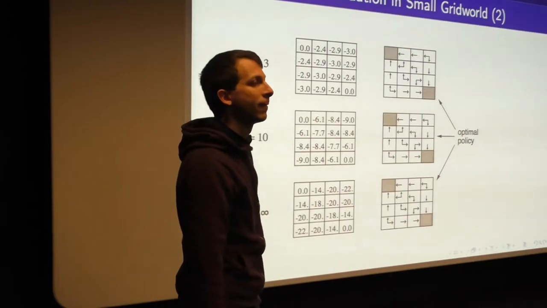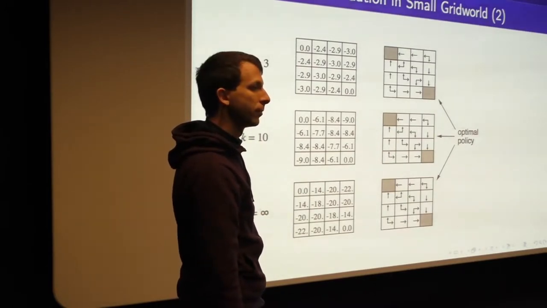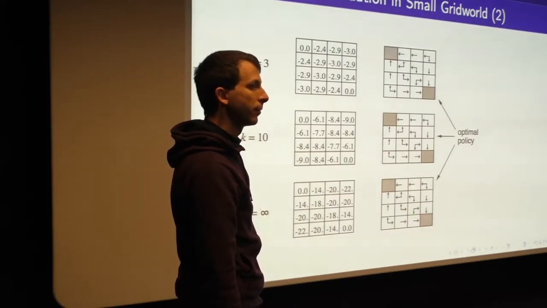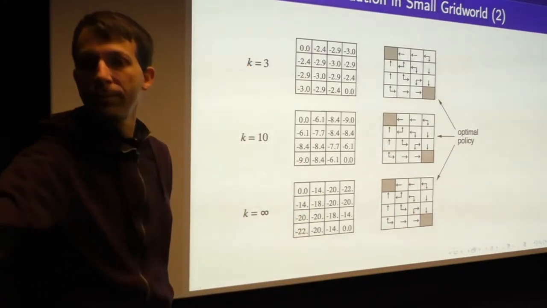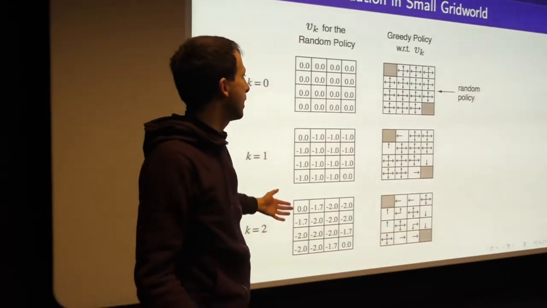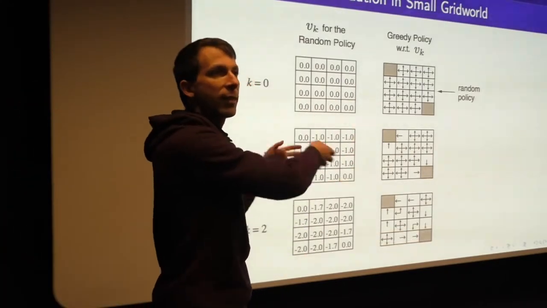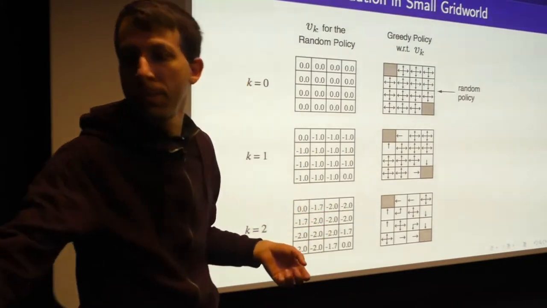Question. I don't quite understand how the policy improves, but the numbers are still computed based on taking a random policy. It's not fed back into the calculation. No, that's coming next. For now, we're just evaluating the random policy, and all I want to show you is that any value function can be used to compute a better value function.